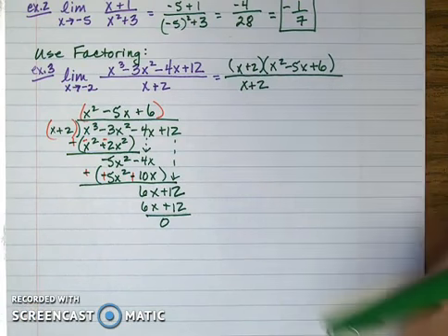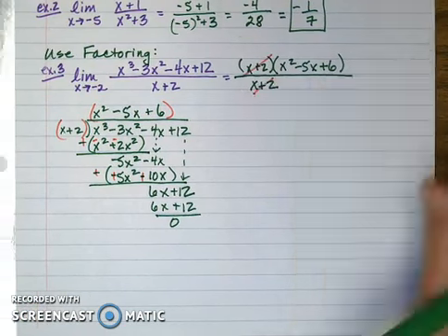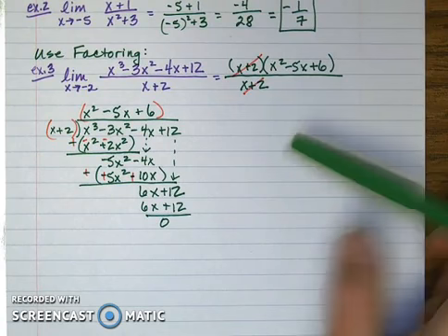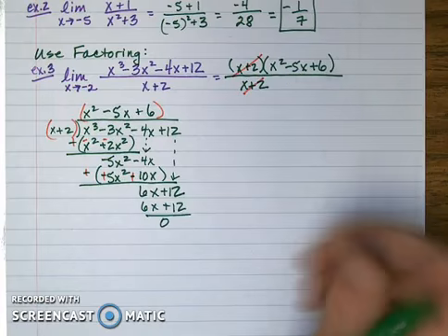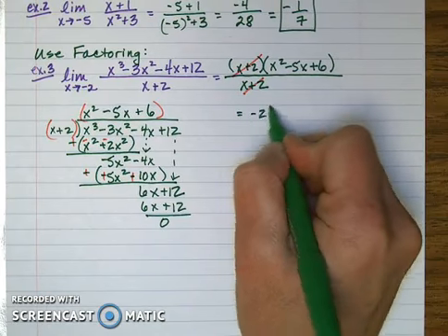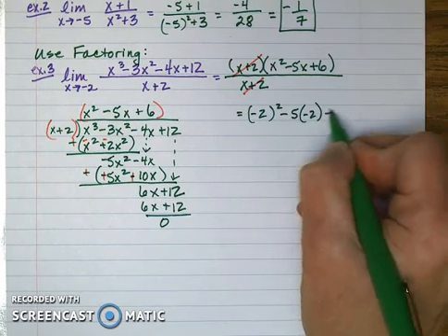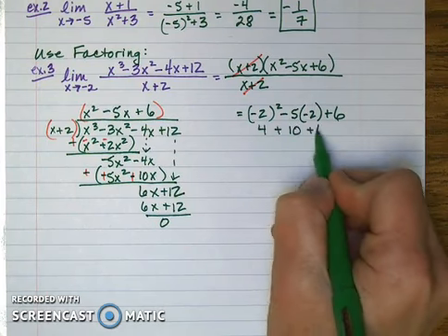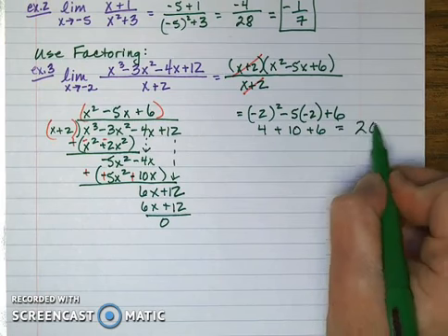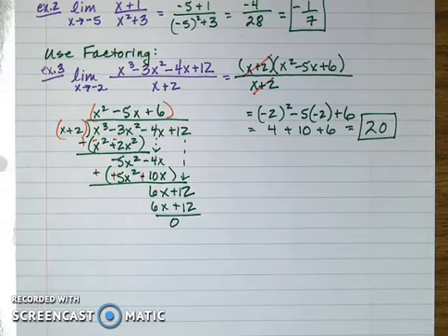So when you're factoring, now I can cancel those, and I can do the direct substitution if you'd like. We're taking the limit as x approaches negative 2. So now I can plug in negative 2, and I have negative 2 squared minus 5 times negative 2 plus 6. Well, that's 4 plus 10 plus 6. That is 20, and that is my limit. And again, if you want to verify this graphically, you can.